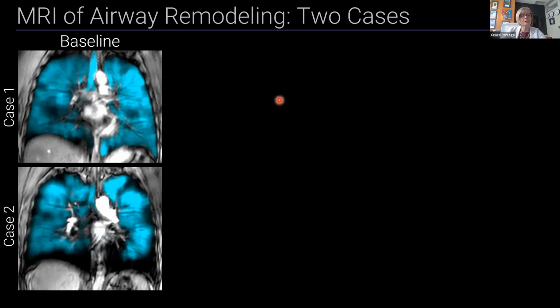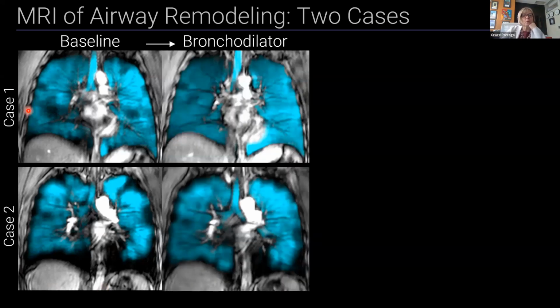I'm going to show another couple of cases. Case 1 and case 2 at baseline. You can see the ventilation heterogeneity is different in these two patients, but they're very reproducible in both patients over long periods of time. When we ask them to inhale salbutamol 4 puffs, you can see that this patient actually has a resolution of this patchy ventilation. There's some patchiness that's left, but it's actually very much improved. Whereas this patient shows some improvement, but you can actually see ventilation abnormalities here in the left lower lobes that doesn't go away.